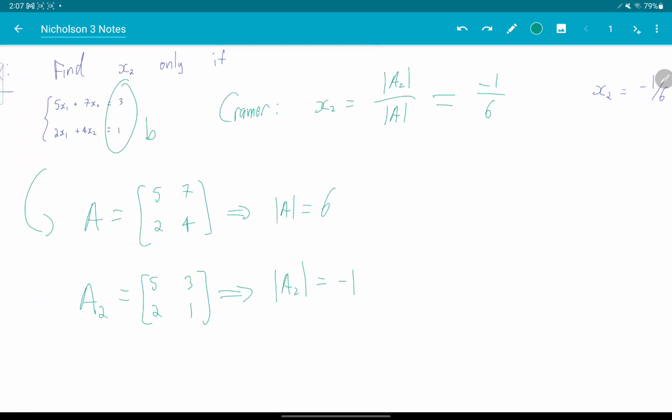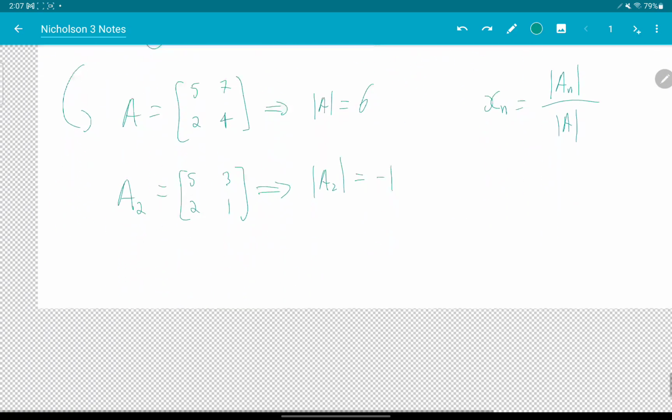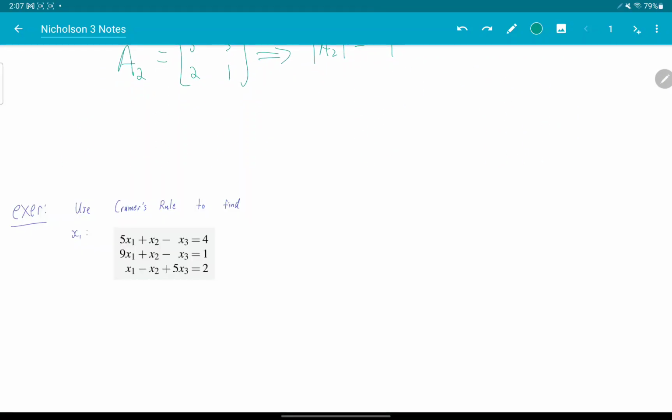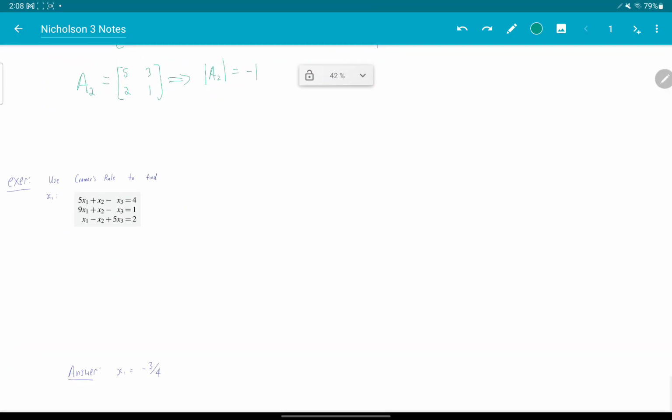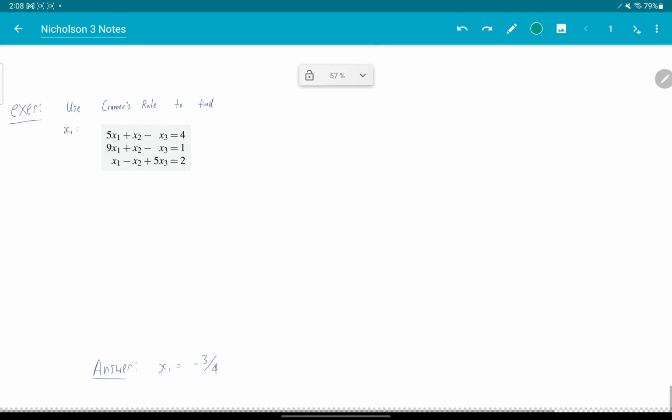Okay, so it's a relatively simple formula. If you want to find xn, you take the determinant of An divided by the determinant of A. Seems very simple, but in practice this is computationally a little bit arduous. Anyways, give it a shot in this exercise down here. And the answer is minus 3/4. Minus 3/4 is what you're shooting for.